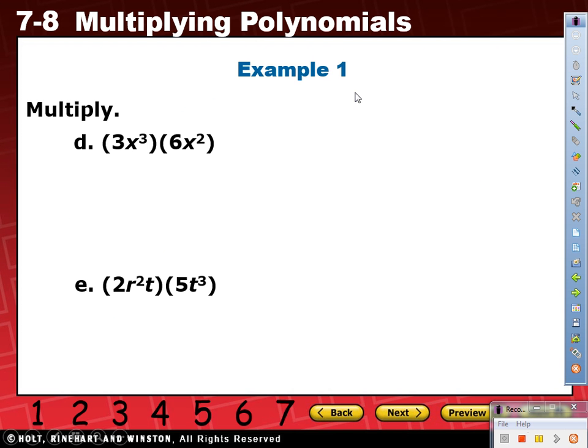So example D is 3x cubed times 6x squared. E is 2r squared times t times st cubed. And F, it's 1/3 x squared times y times 12x cubed times z times y to the 4th and z to the 5th.